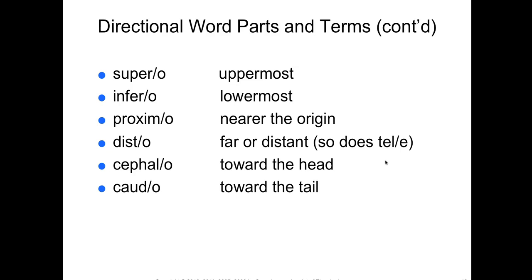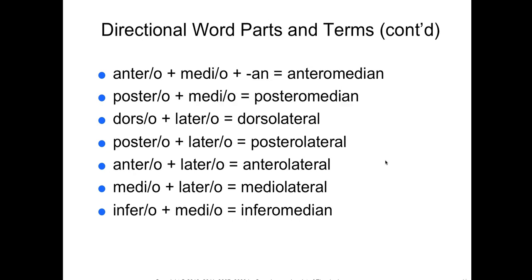Next, we have cephalo, meaning toward the head. We already know encephalo means head, so this one should be an easy one. And lastly, here we have caudo, which means toward the tail. So I put this together just to give you some practice in understanding what these terms mean. We're just going to do the first couple ones, and then you could do the latter ones yourself.